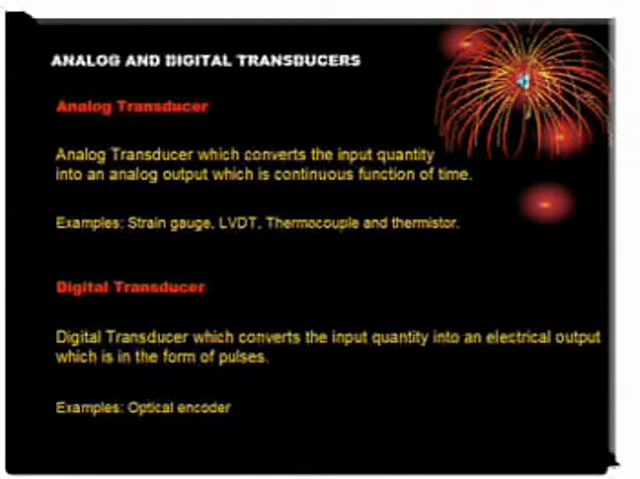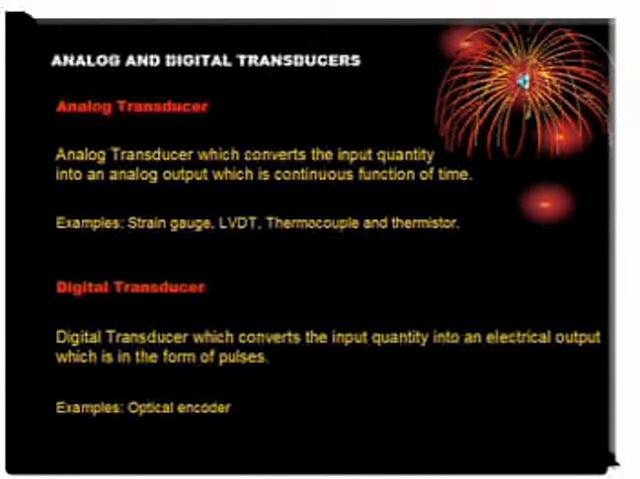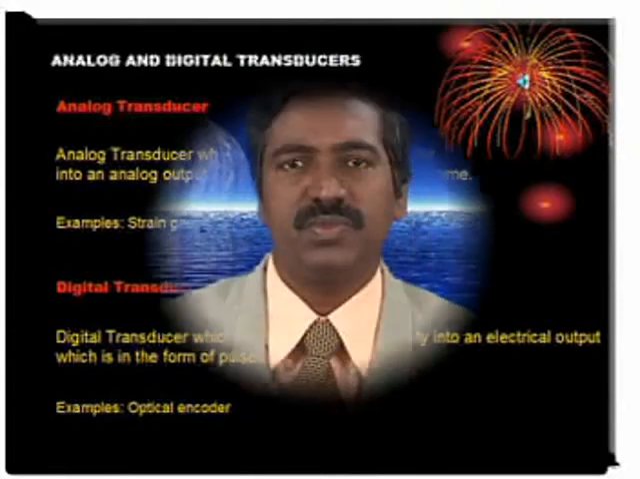Fourth classification is analog and digital transducer. This classification is on the basis of output, which may be a continuous function of time or which may be in discrete steps. First we will discuss analog transducer. Analog transducer is a device which converts input quantity into analog output, which is a continuous function of time.